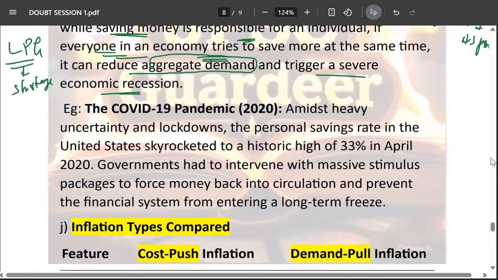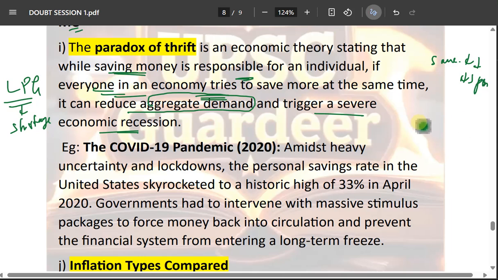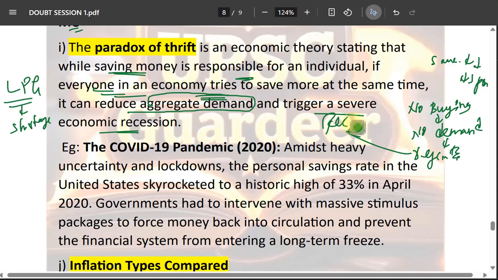they start reducing spending, what will happen? No one will buy goods. No buying means there is no demand for goods. If there is no demand, it will lead to deflation, and this will lead to recession in the economy. That means there is a heavy fall in aggregate demand. So that is called the paradox of thrift. Heavy saving by all the people in the economy at the same time will cause economic recession.